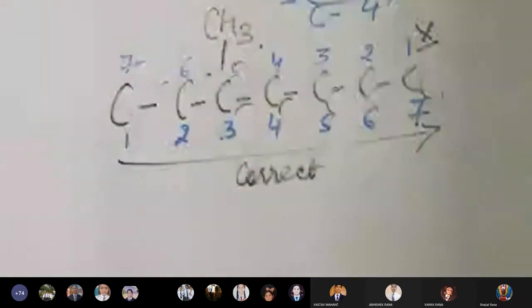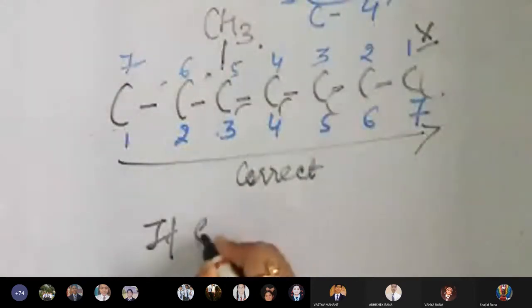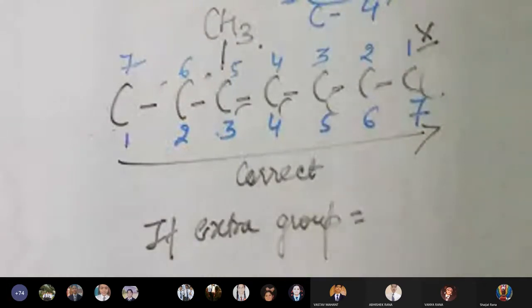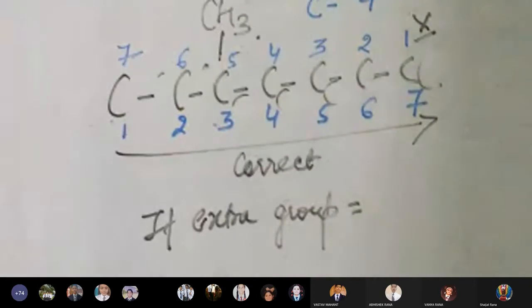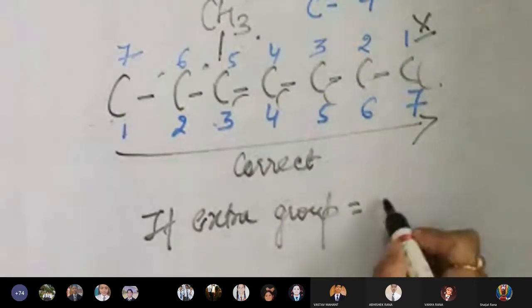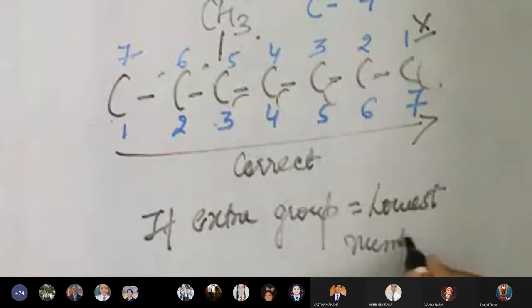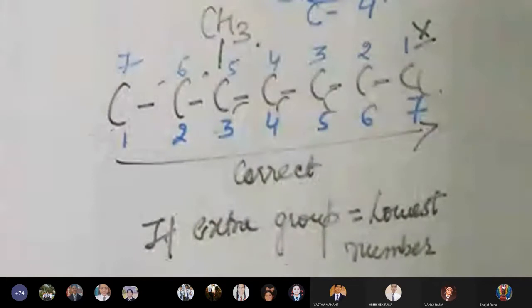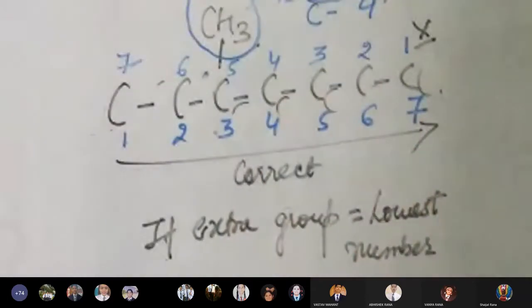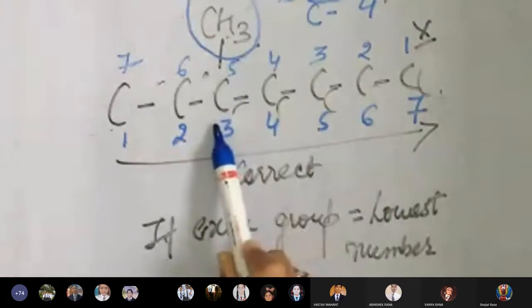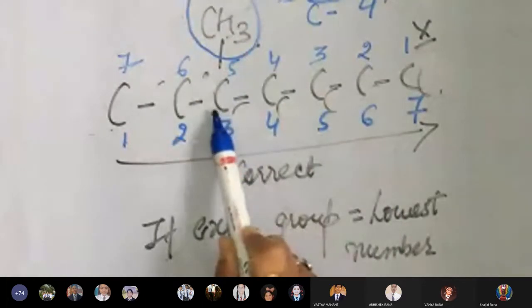Why is this so? There is a rule: if an extra group is present, it should get the lowest number. I'm just shortening it, speaking the longer version and writing the short one. I'll explain it with the example now. In the compound, your extra group is CH3, so I'll mention it as EG, an extra group. According to this rule, the carbon to which the extra group is attached should get the lower number.